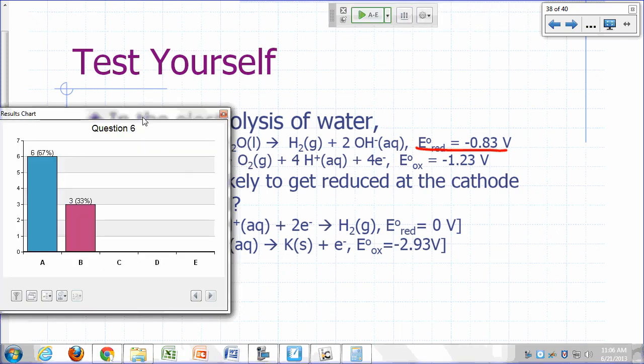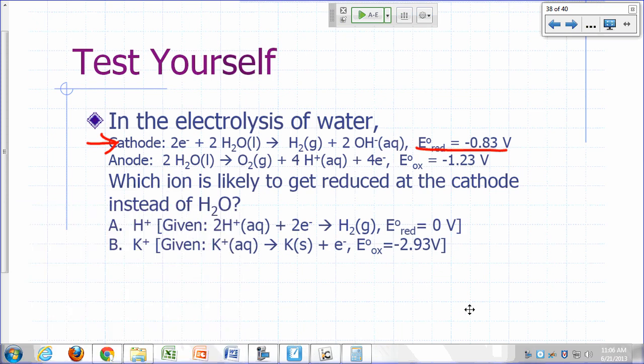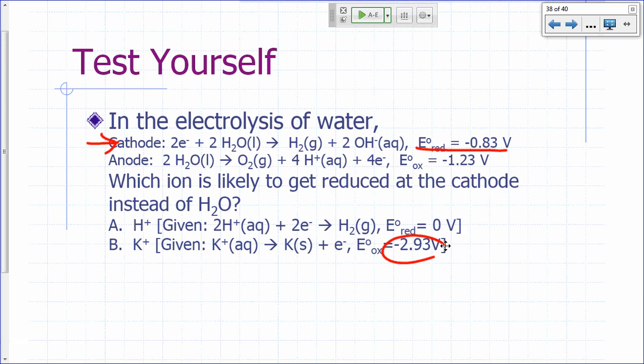The answer would be H plus, right? Why H plus? 0 is greater than negative 0.83. Negative 2.93 is a very, very low tendency, so this is very unlikely. So the correct answer is A.